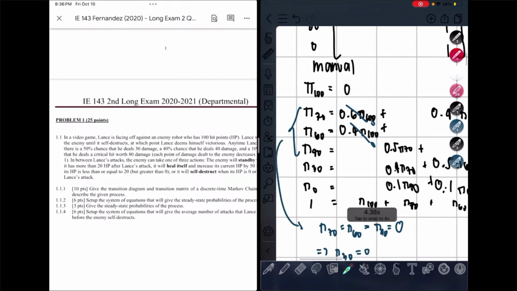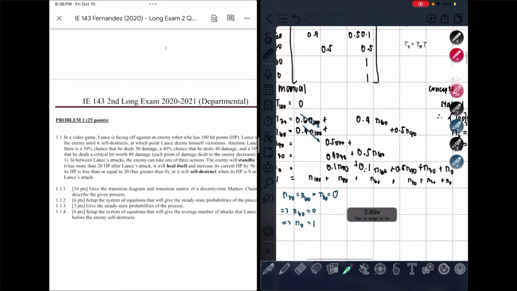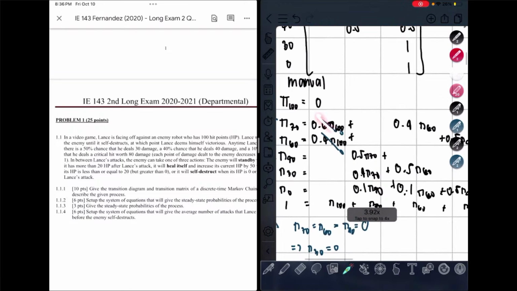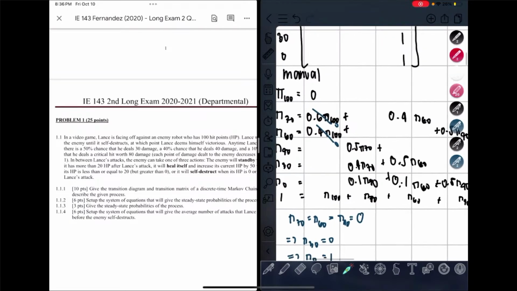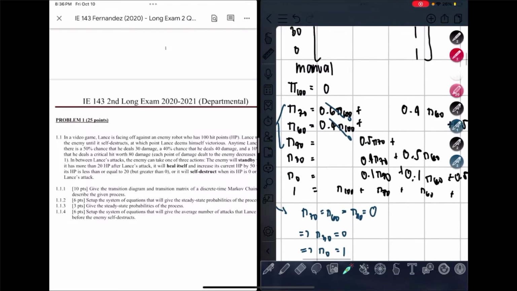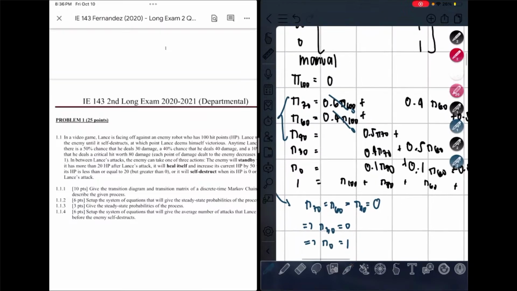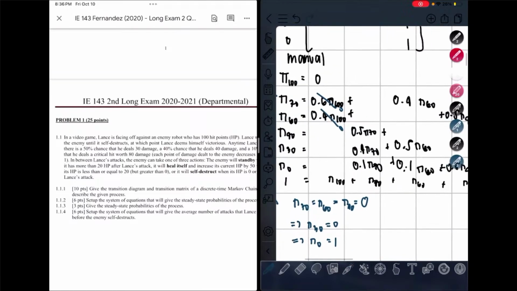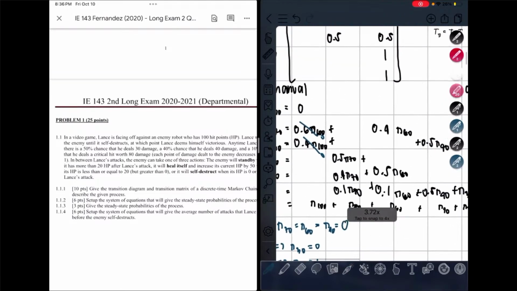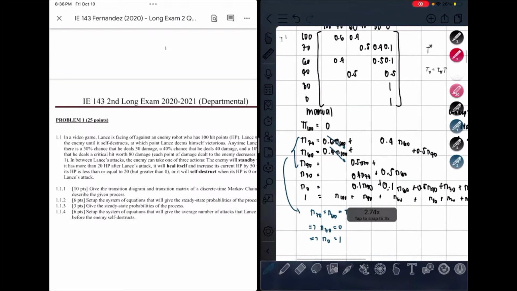So that makes sense. What that means is now we can cancel these two. So now it simplifies our equations even further. So now we just have 1, 2, 3, 4, 5. So we still have 6, but this one is gone.